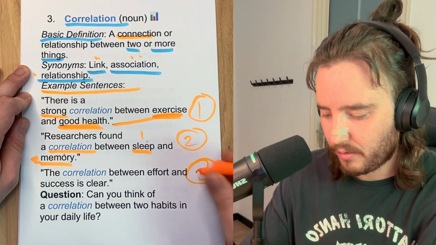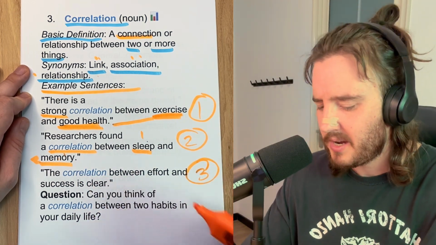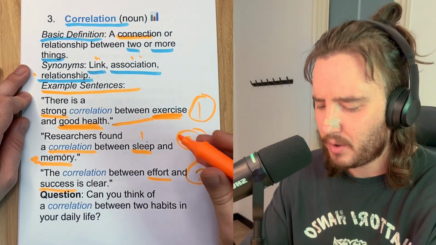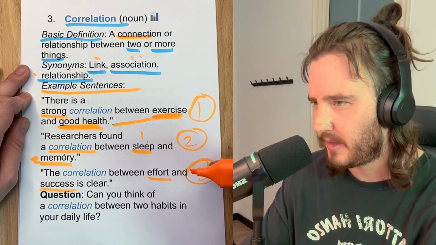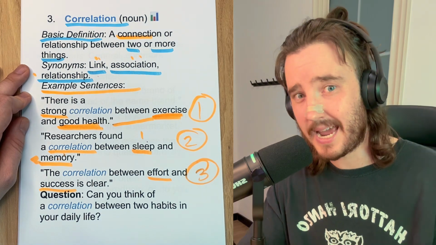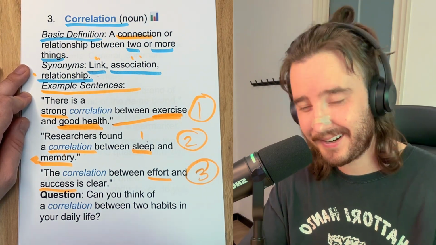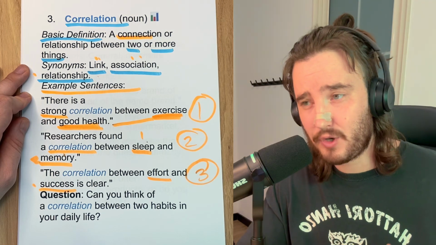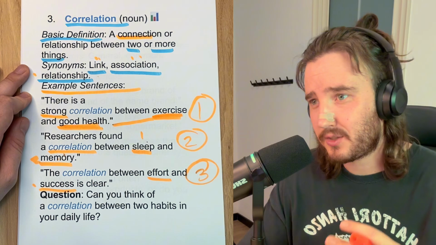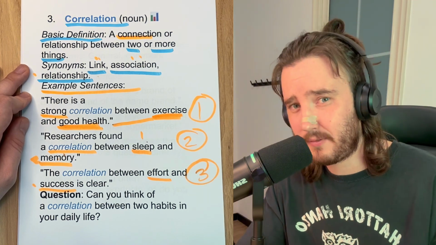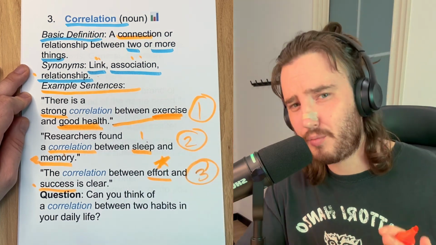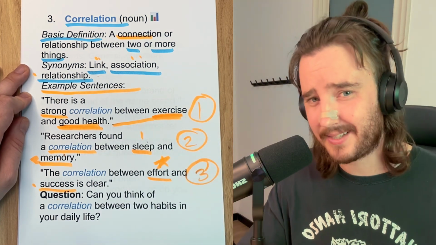Here's sentence number 3: The correlation between effort and success is clear. If you put a lot of energy into something, a lot of effort into something, if you try really hard at something, chances are you will succeed. And if you are successful in a field, in an area, successful doing something or successful at something, chances are you tried really hard. You put a lot of effort into that success.